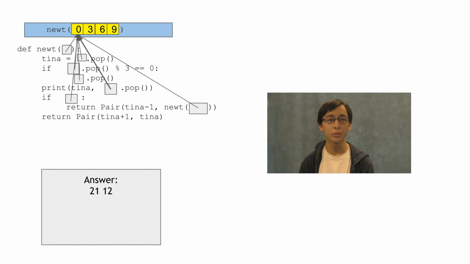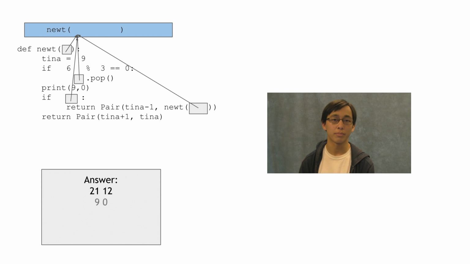So in this new call to Newt, Tina is set to 9, which is then popped off the list. 6 is popped off to see if it's divisible by 3, which it is. We pop the list again, so 3 is removed. We're at the print statement again, so we print Tina, which in this call is 9, and whatever's popped off the list, 0. So we put that on our answer. This if statement has a false value, so we return a pair containing 9 plus 1, 10, and 9.